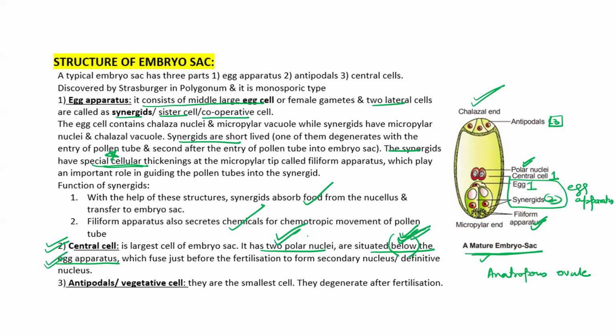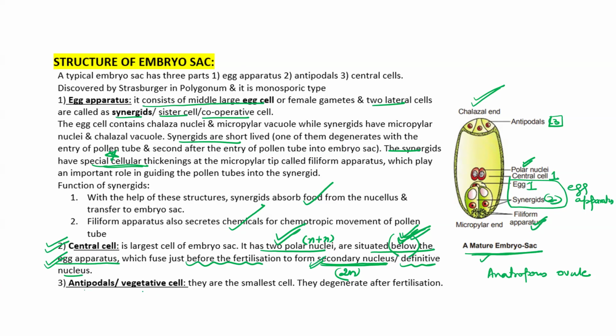And these polar nuclei, which are haploid in nature, fuse just before fertilization to form the secondary nucleus. The secondary nucleus is also known as the definitive nucleus. This concept is given in our NCERT in the plant kingdom area, especially in the angiosperm last part, which was there in the old NCERT. Is it clear? There, this term has been mentioned.